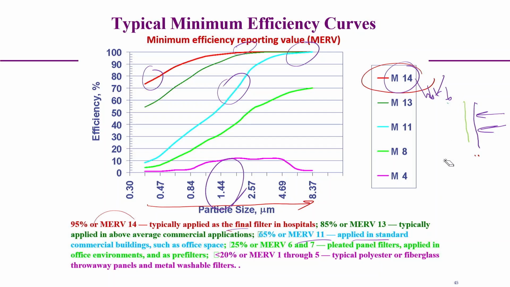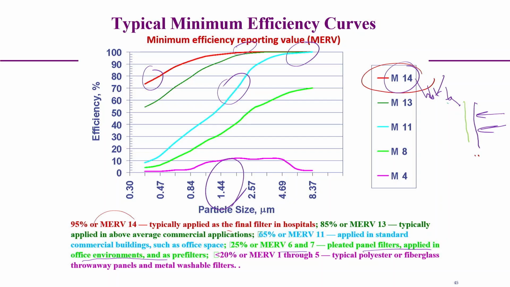Now, next one is MERV 6 to 7. Next layer you can see it is used for pleated filter, where air speed is required for automobile, okay, and pleated filter with the office environment and all.